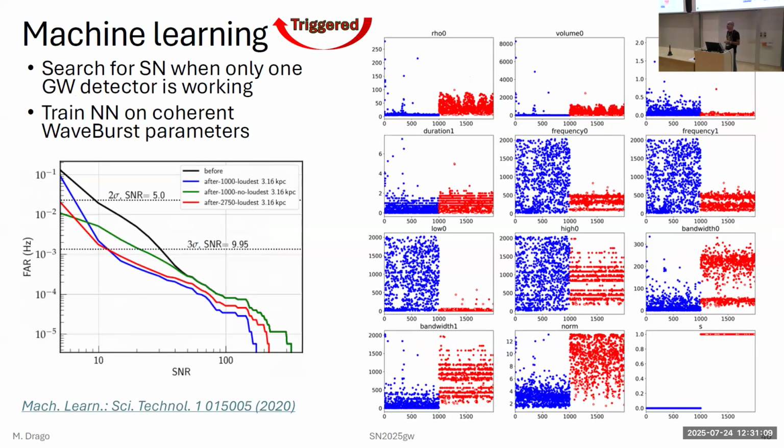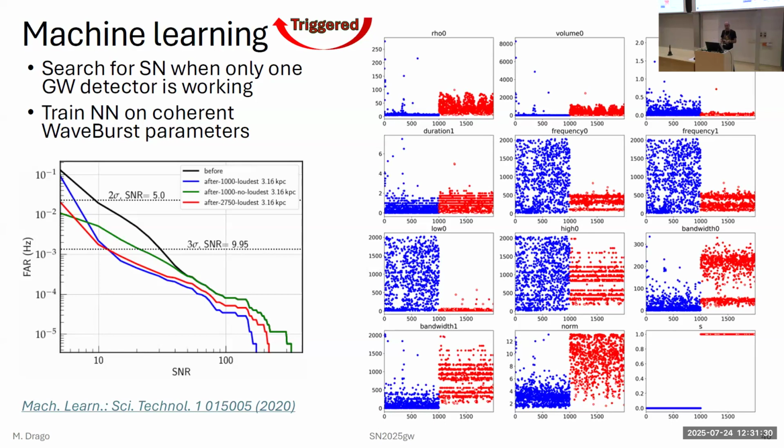Another example is answering the question: what happens if a gravitational supernova happens when there is only one detector working? And this, for instance, in the gravitational wave part is quite a problem, because usually it's difficult to make the false alarm rate analysis, something like that. So this is a work, and Marco was also involved in it.